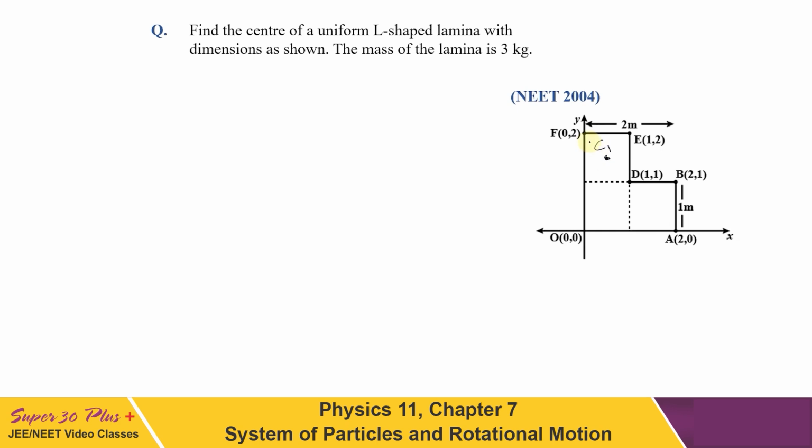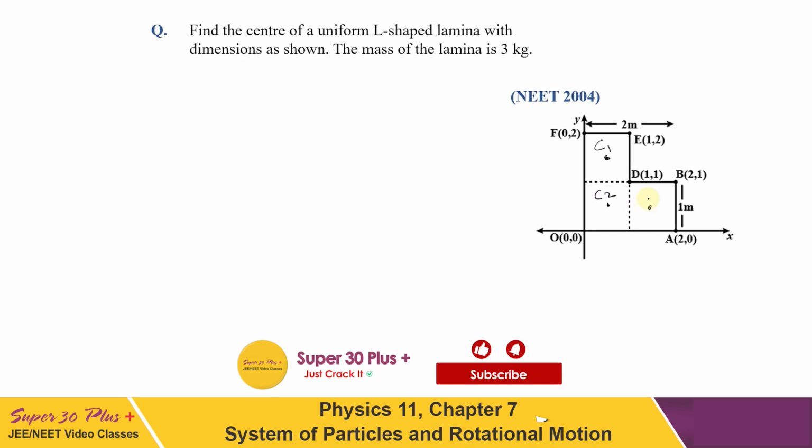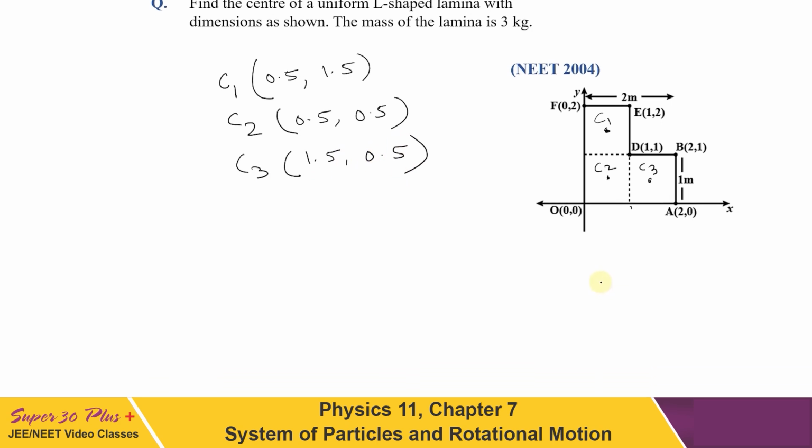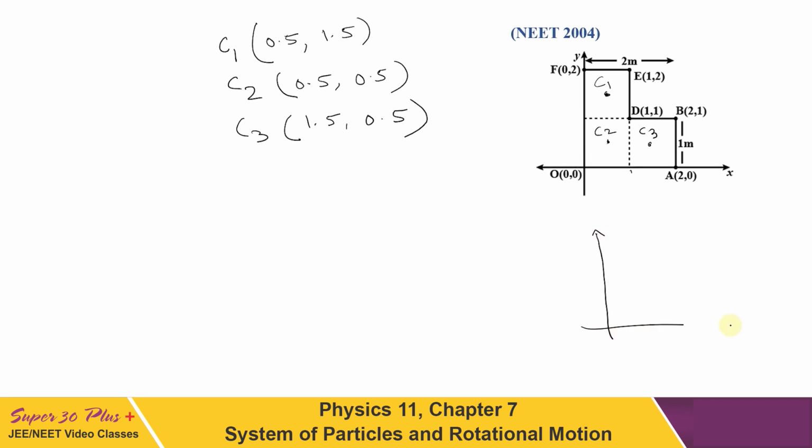So if I write the center of this square to be C1, this to be C2, and this one to be C3, let us write coordinates for C1, C2 and C3. For C1, the x coordinate, because this whole length is 2 meter, up to here it is 1, so it will be 0.5 and then 1.5. For C2 this will be 0.5 and 0.5. For C3 it will be 1.5, 0.5. So we replaced this continuous shape into a discrete mass system.